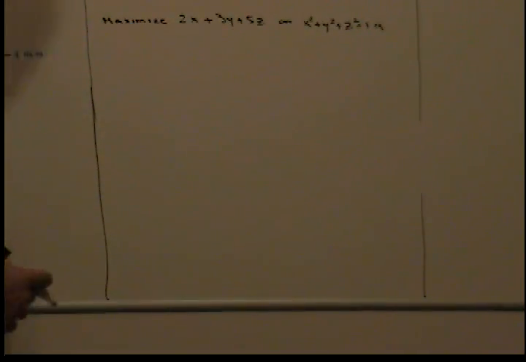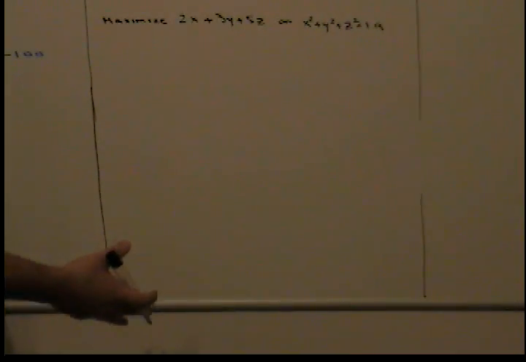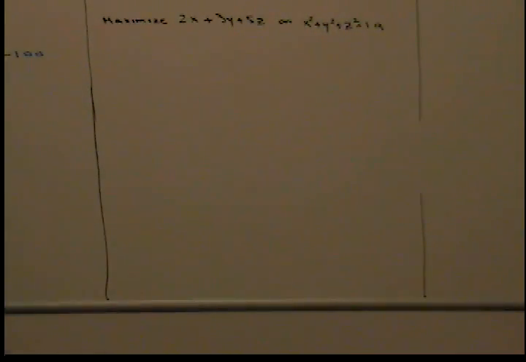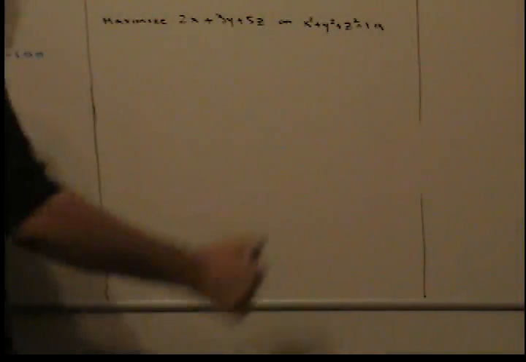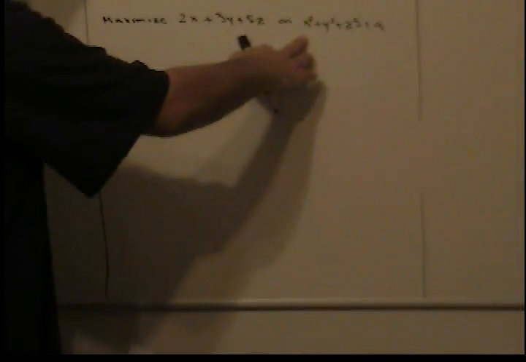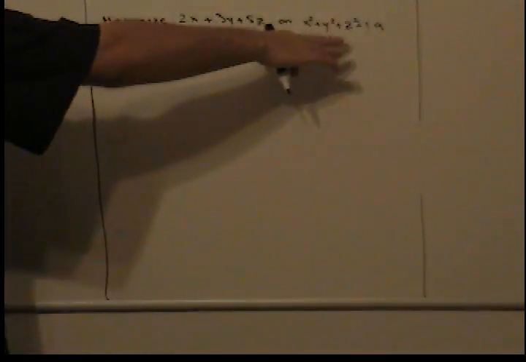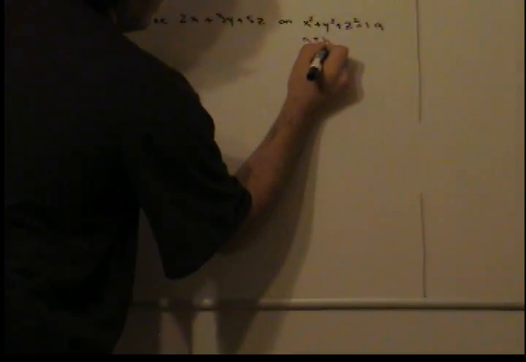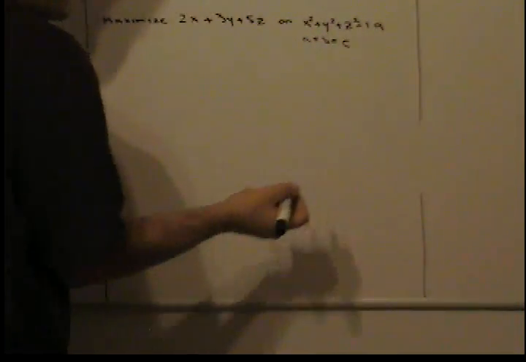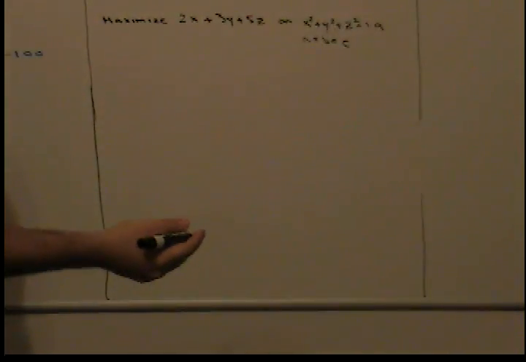Okay, today we're going to try to find the absolute extrema, or the absolute extreme value given these conditions: maximize this function on this sphere. You can tell this is a sphere because you have x squared plus y squared plus z squared equals 19. If you divide all sides by 19, you're going to have a equal to b equal to c. So that's how you know it's a sphere.